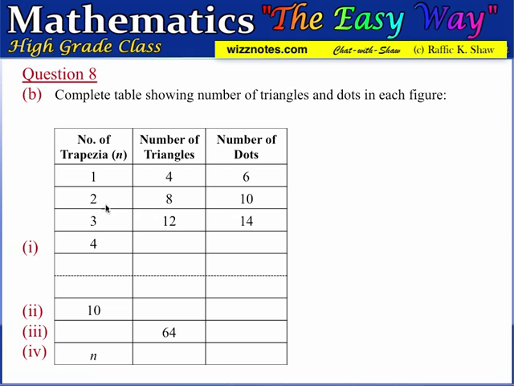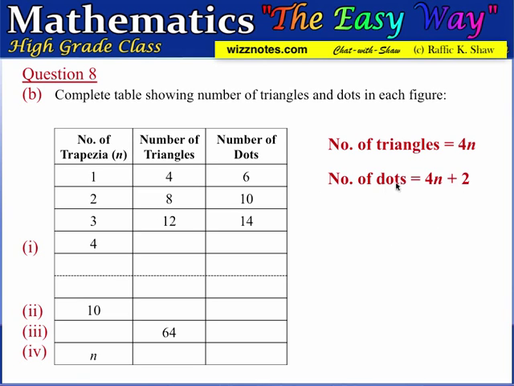In the second figure, which had 2 trapezia, there were 8 triangles and 10 dots. In the third figure, which had 3 trapezia, there were 12 triangles and 14 dots. And we will recall that the formula for calculating the number of triangles is 4n and our formula for calculating the number of dots is 4n plus 2.